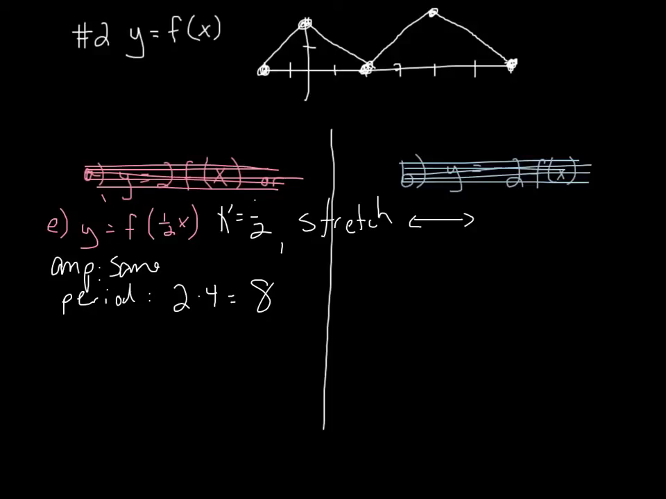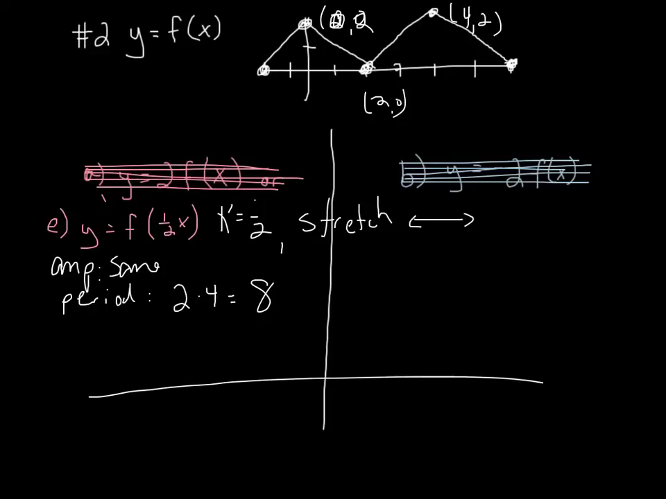Here we go. All right, let me label some ordered pairs up here to help us. (0, 2). This is (2, 0). This is (4, 2). All right, so (0, 2). When you take 0 times a half, you still got 0. So (0, 2). But instead of (2, 0), you've got to double everything. So instead of reaching its minimum at 2, we're going to reach our minimum at 1, 2, 3, 4. It gets stretched like a slinky.